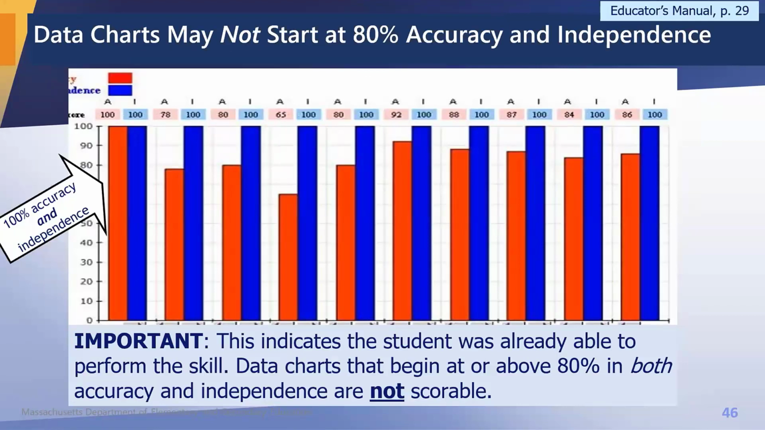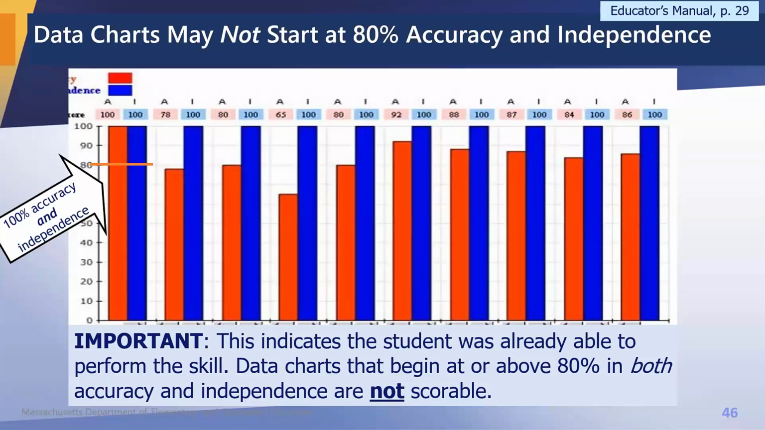One thing you do not want to do is start your data chart at 80 to 100% in both accuracy and independence. Someone had asked earlier about errorless teaching. That would be fine. So it would be 100% accurate, but then your independence would be very low if that's what you were working on. That's fine, but you don't want it to look like this. As you can see from this one, the student didn't learn anything new, so don't waste your time or the student's time, and this will not be scored if you do that.